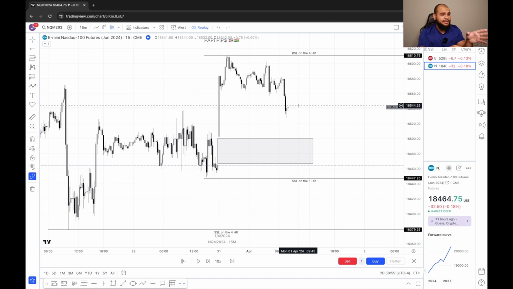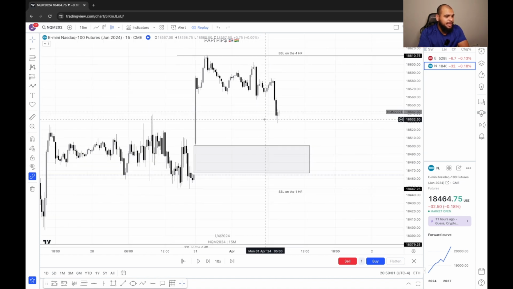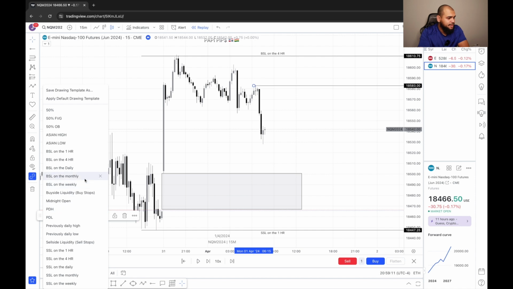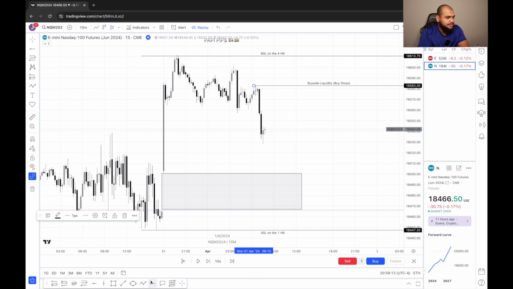So I'm in the 15 minute. I can see we have some buy side liquidity right here. We also have buy side right here. So for this example, I will mark all of this liquidity. So I'll just mark this up. Buy side, and then buy side right here.